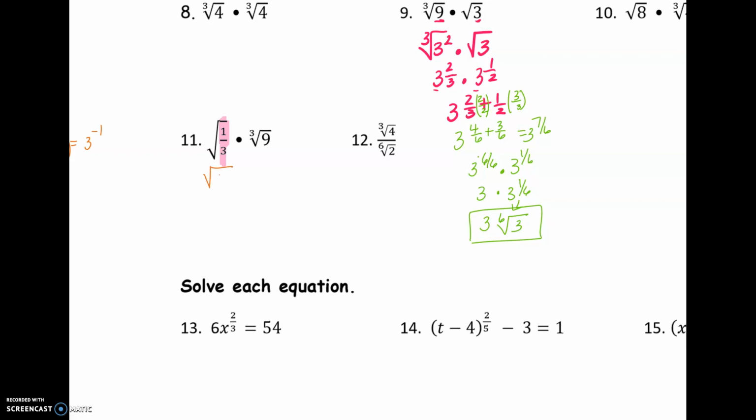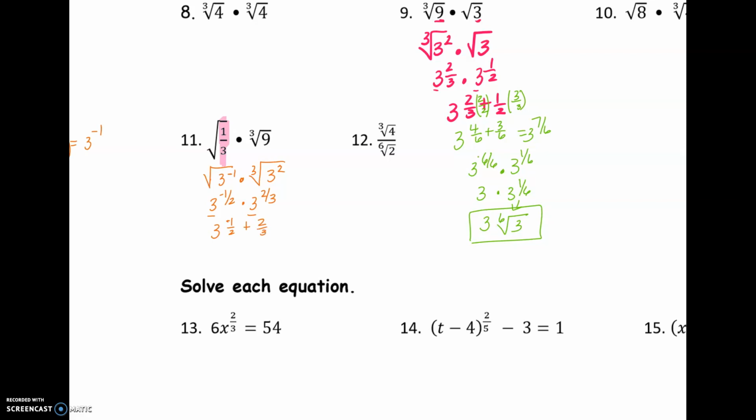So now this becomes the square root of 3 to the negative 1 times the cube root, and let's change 9 to 3 squared. Now I'm going to write these in exponential form. So this becomes 3 to the negative 1/2, because that's a square root, times 3 to the 2/3. Same base, I add my exponents. So I get 3 to the negative 1/2 plus 2/3, because I'm adding my exponents.